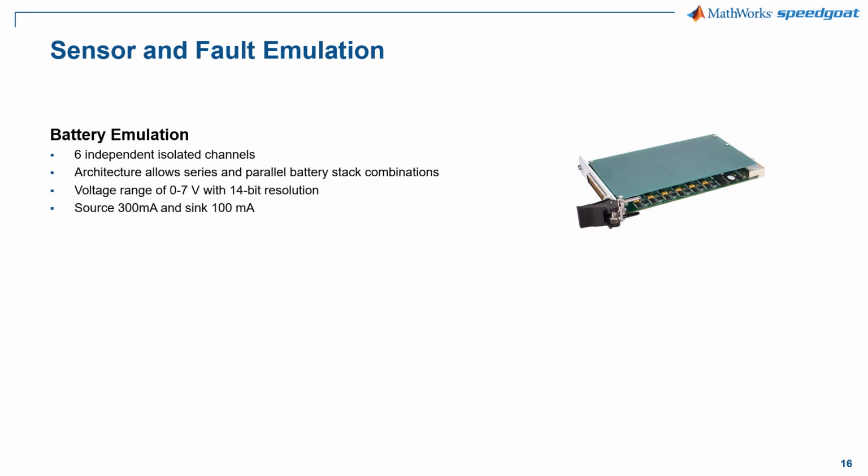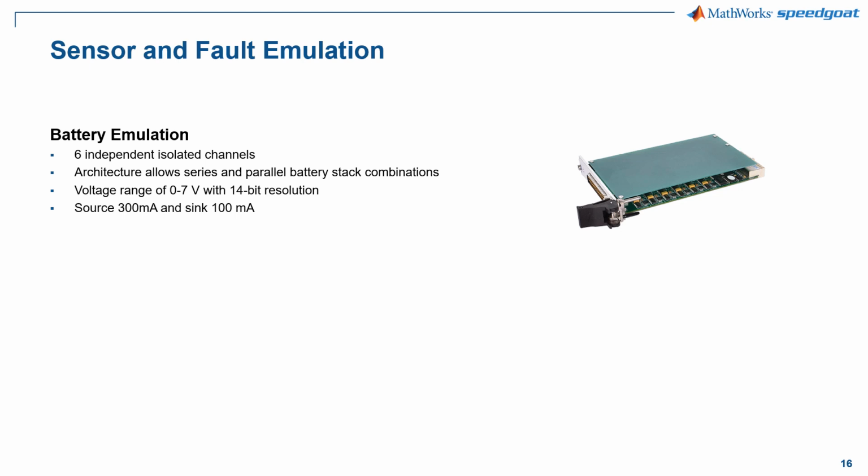As we discussed earlier, the second important aspect of doing HIL testing for BMS application is to emulate sensor signals and sensor faults. For emulating cell voltages, SpeedGoat provides a battery emulator card IO991-06. Each battery emulator card provides 6 isolated channels. Each channel can supply up to 7 volts, which allows us to simulate different cell chemistries. Additionally, each channel can source up to 300 milliamp and sink up to 100 milliamp. Also, multiple I/O modules can be combined in series or parallel to achieve the required power levels.